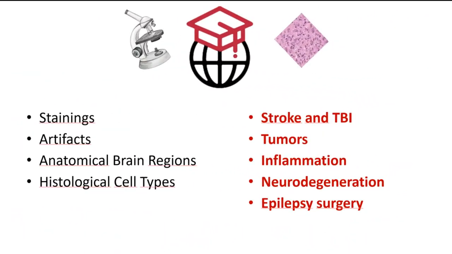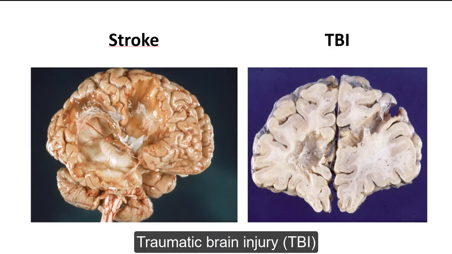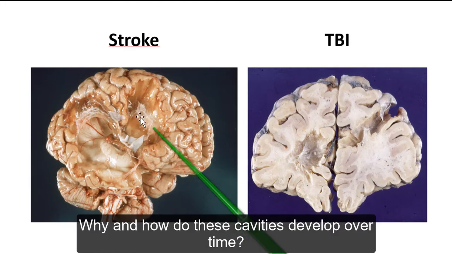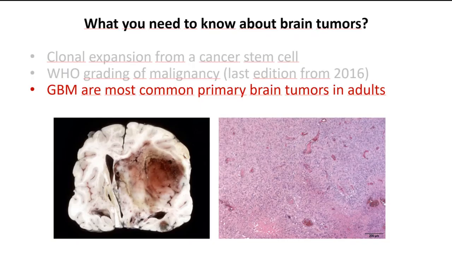In the second part of this course program, I will introduce you to the major disease categories and their cellular signatures. I will show you typical examples of a stroke or traumatic brain injury, and you will learn how and why these brain cavities develop over time. Brain tumors are a frequent cause of focal epilepsy. I will recapitulate current concepts of tumorigenesis and how to identify tumor cells in the microscope.